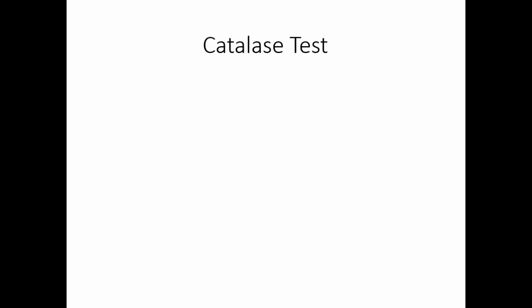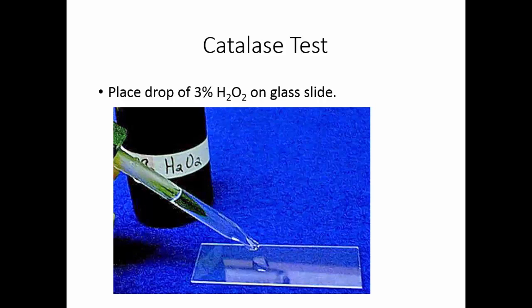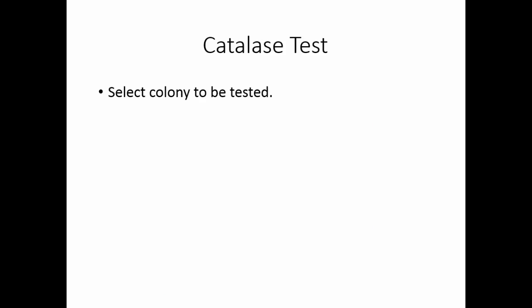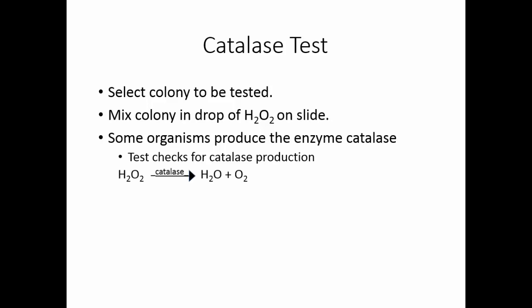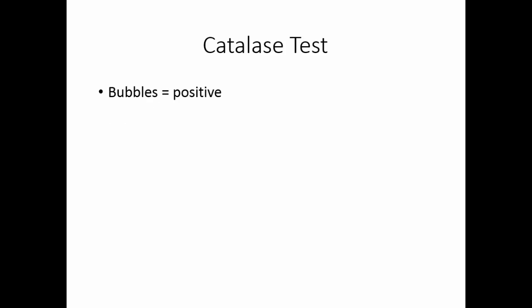To do the Catalase test, you place a drop of 3% hydrogen peroxide on a glass slide. You will then select a colony to be tested and mix the colony and a drop of hydrogen peroxide on the slide. Some organisms produce the enzyme catalase. This test will check for catalase production. Hydrogen peroxide in the presence of the enzyme catalase breaks down to water and oxygen. Oxygen will be released as bubbles. Bubbles will equal a positive test.